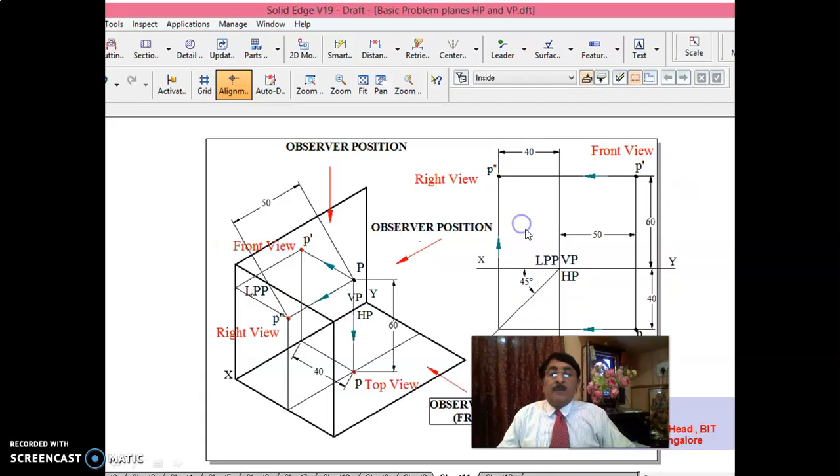Now the concept of left profile plane. You see a left profile plane I have drawn. This is HP. This is VP. Okay, VP I have drawn. This is the left profile plane.